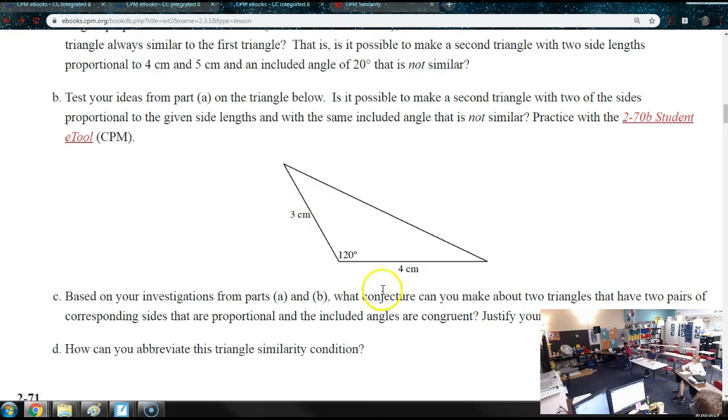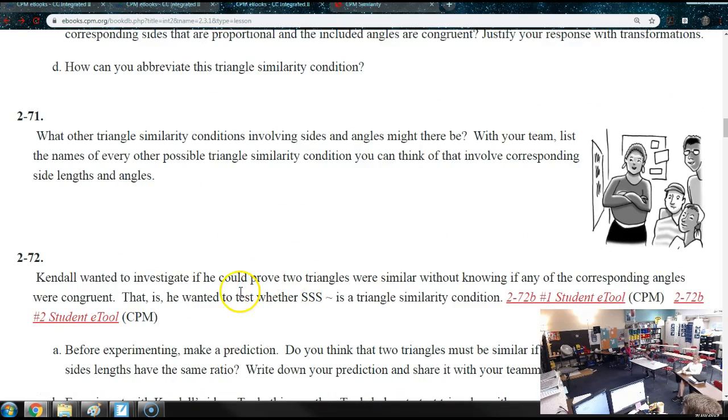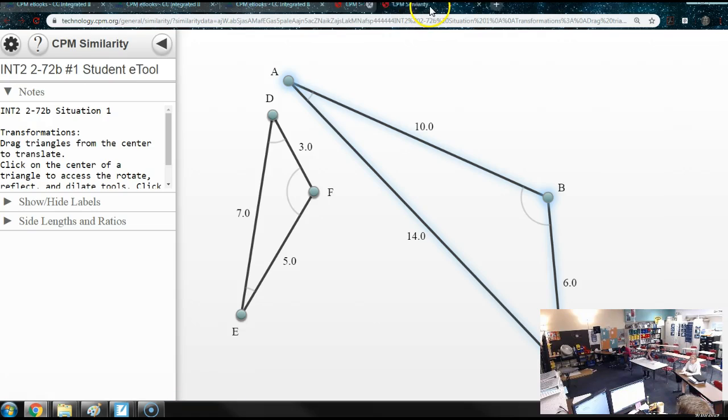So, side angle side, right? Side angle side similarity. Sorry, I'm trying to get through this quickly to give you plenty of time to work on practice because I know it's a big practice assignment, but they are important. All right, so side similarity. You already know that? What about it?